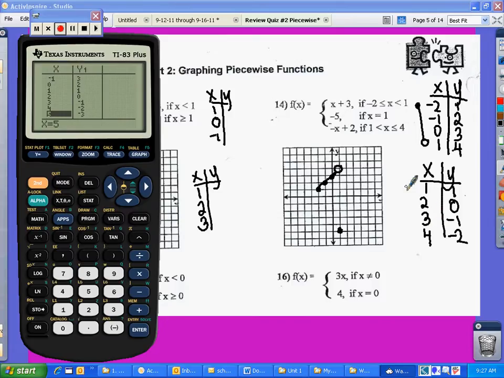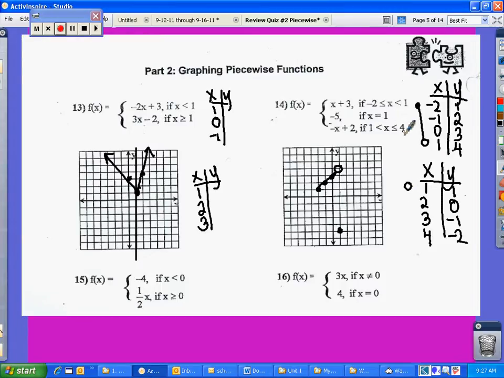And now, again, you're going to decide open or closed circles. So at the x value of 1, it's going to be an open circle. And the x value of 4, it's going to be a closed circle. And you're going to connect them. So 1, 1 is going to be an open circle. 2, 0 is going to be closed, closed, closed, and connect them. So there's your 3 pieces of graph for this function.